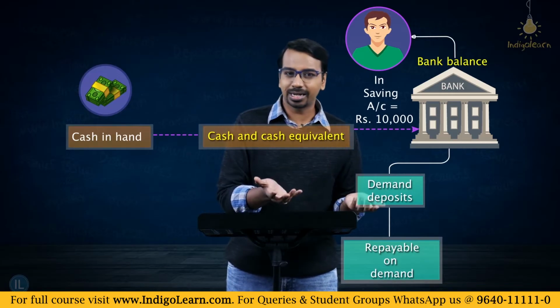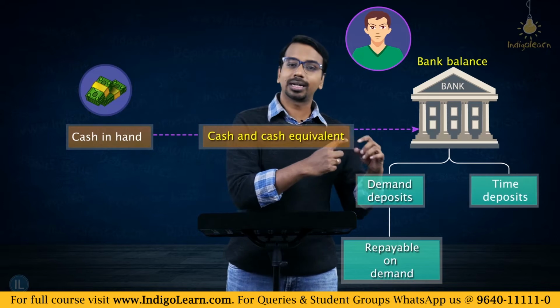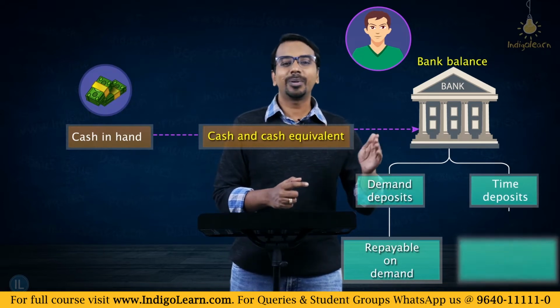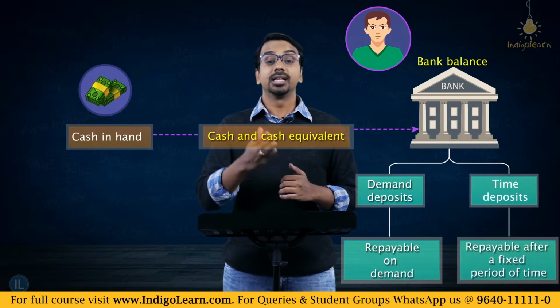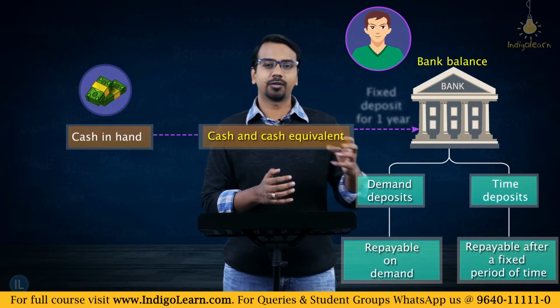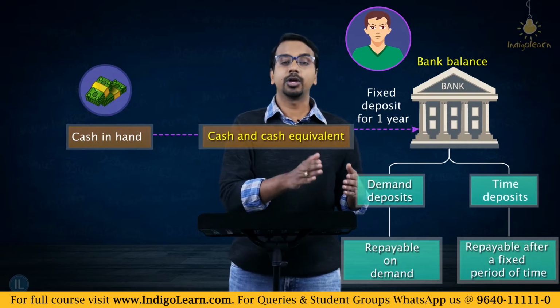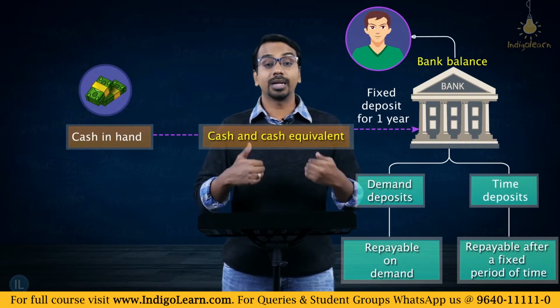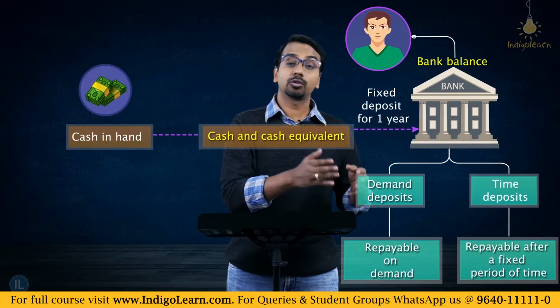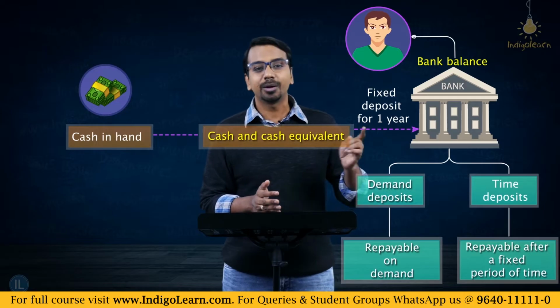So then what are the other kinds of deposits? There is something called a time deposit. When something is called a time deposit, it will be repaid only after a fixed period of time. Say for example, when you go to a bank and you open a fixed deposit for, let's say, 1 year, the bank will not pay you whenever you demand it. The bank will pay you only after 1 year. Now sometimes what may happen is, you may ask the bank to shorten the duration and close the deposit in advance and pay the money back to you.